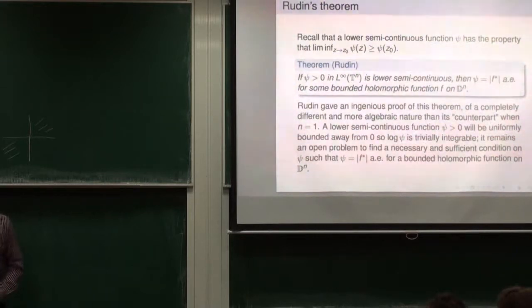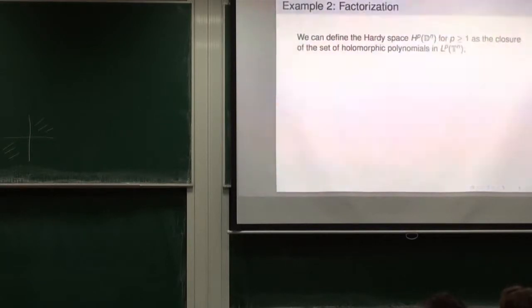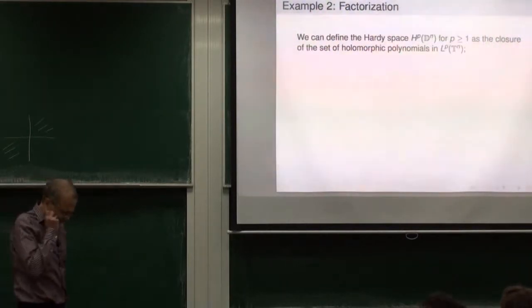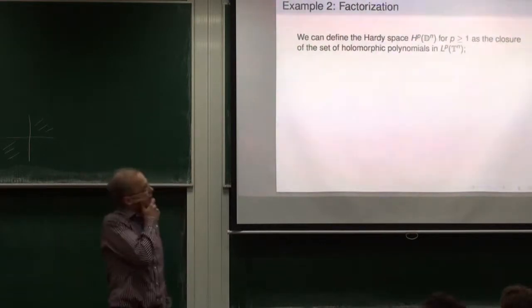So that was just an example of how things change, and one of the nice theorems from Rudin's book. That's my example 1. Now, my example 2, factorization.